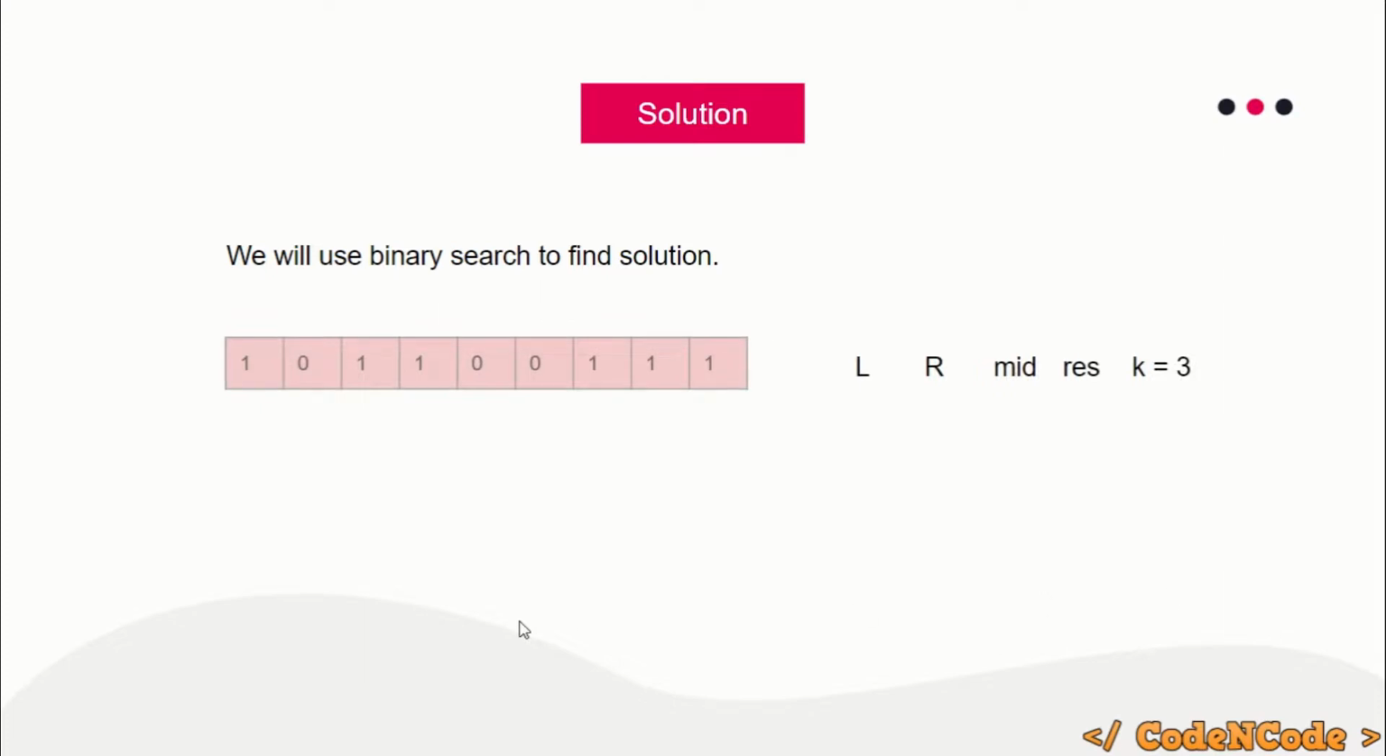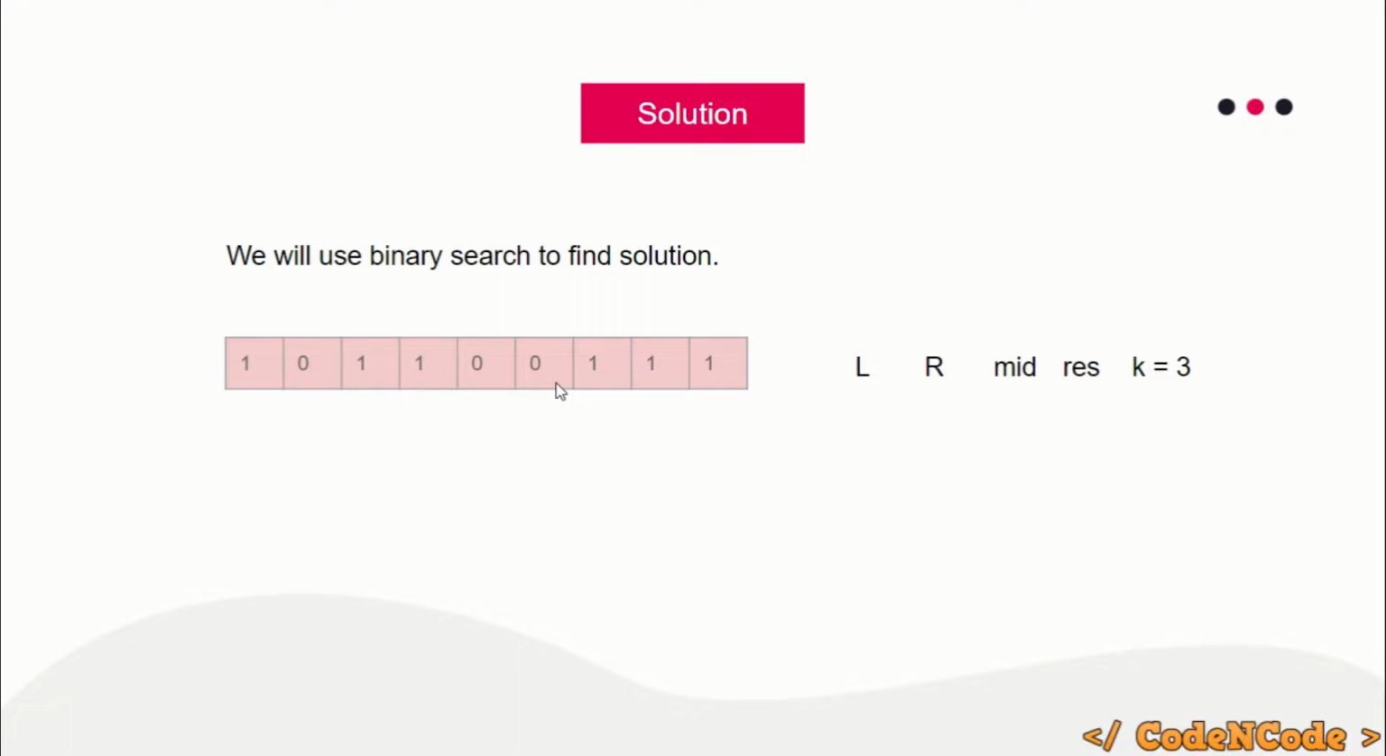Suppose this is the input: 10110011. We actually don't know the array. We'll only use queries to determine the third position of the 0, k equals 3, of course, right? So how will we do that?